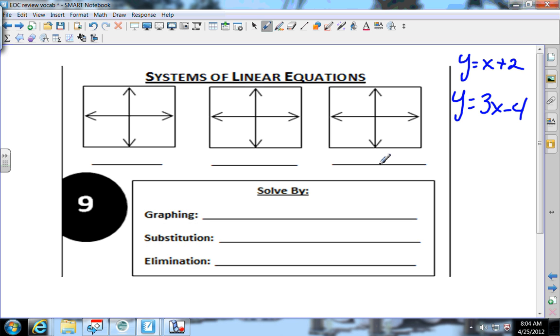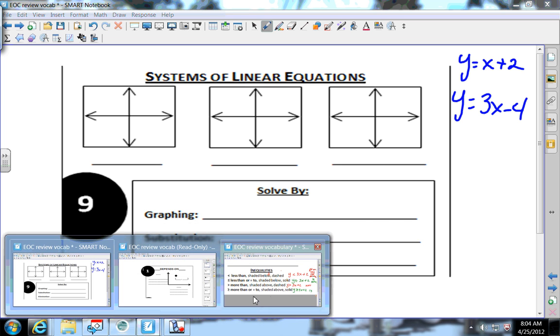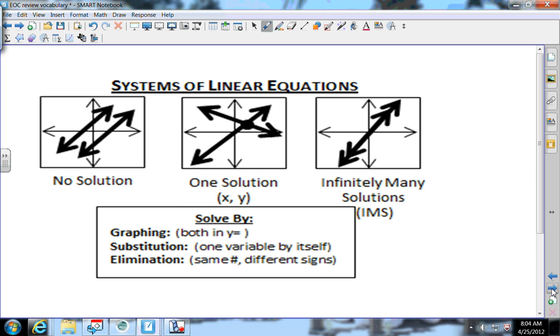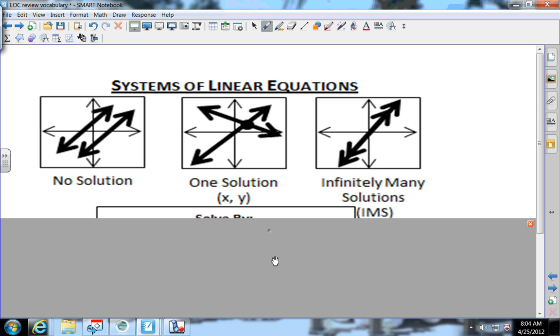Okay, so let's look back here. Let's see if I can pull this up and find it. There we go. Okay, so what do you notice about when there is no solution? What are the lines? Parallel. They are parallel. This one, they cross in one spot. Your solution is that ordered pair. What's happening on this one? They're on top of each other. It's the same line. That means there are infinitely many solutions.